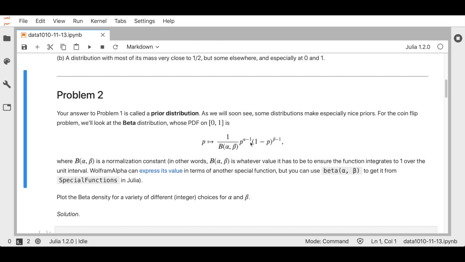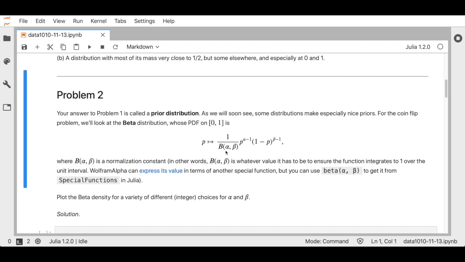And those powers can be whatever you want. We happen to call them alpha minus 1 and beta minus 1, where alpha and beta are parameters we're going to be able to adjust. And the minus 1's there just for convenience. And then we have this beta function in the denominator, and that's just defined to be whatever it has to be for this whole thing to integrate up to 1.